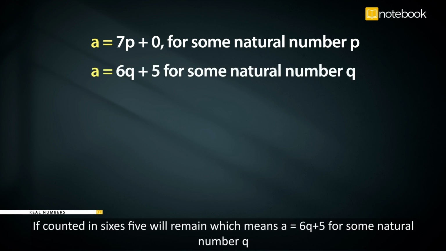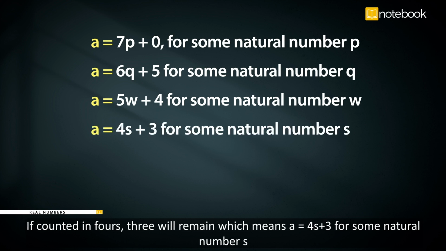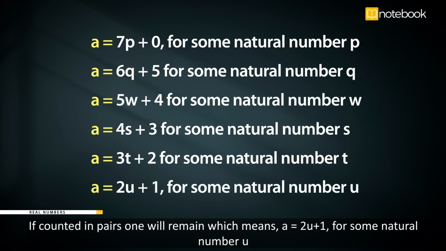If counted in sixes, 5 will remain, which means A is equal to 6q plus 5 for some natural number q. If counted in fives, 4 will remain, which means A is equal to 5w plus 4 for some natural number w. If counted in fours, 3 will remain, which means A is equal to 4s plus 3 for some natural number s. If counted in threes, 2 will remain, which means A is equal to 3t plus 2 for some natural number t. If counted in pairs, 1 will remain, which means A is equal to 2u plus 1 for some natural number u.